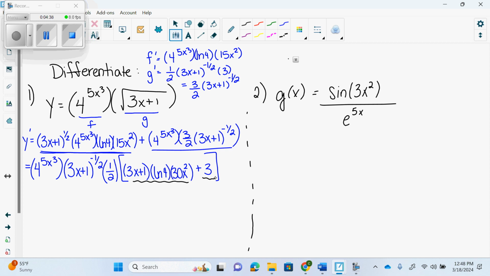I can take a 3 out of the 30 and a 3 out of the second term. So I can take a 3 out. So in a second step, if I want, I can go 4 to the 5x cubed, 3x plus 1 to the half. Where's that going to go? It's a negative 1/2. It's going to go to the denominator. Make it positive. The 2 is going to drop down here.